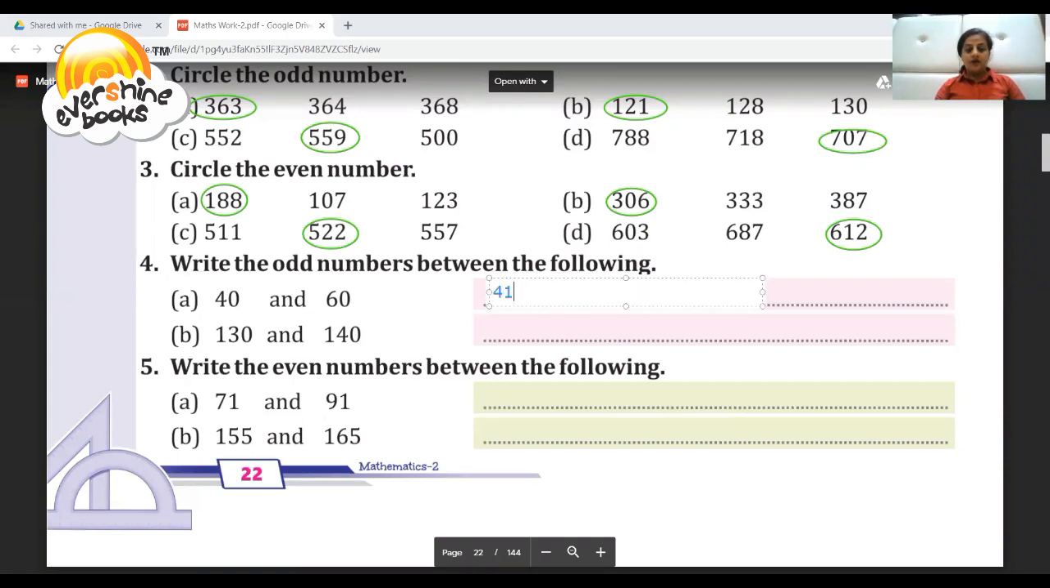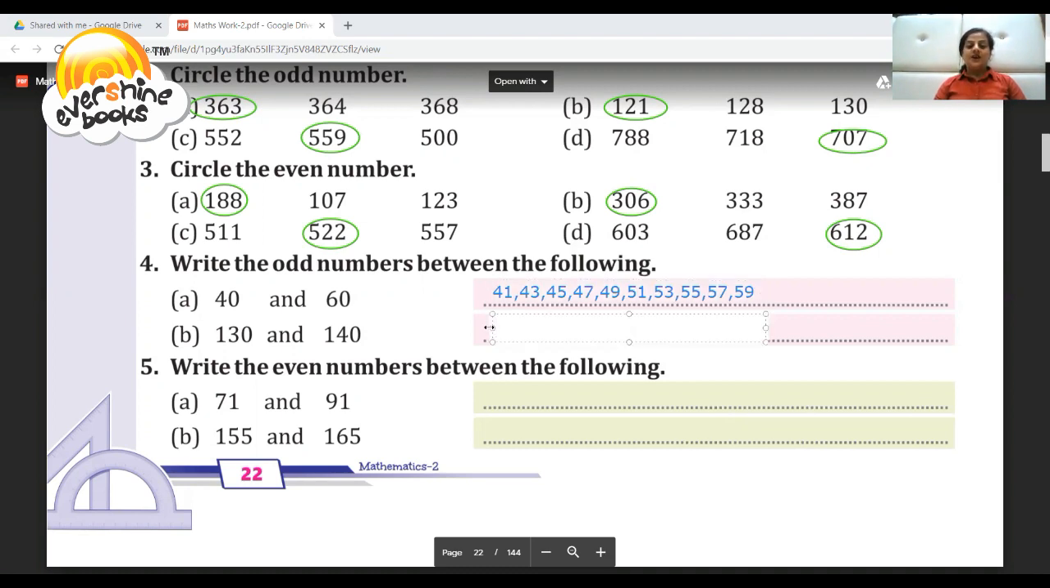41, 43, 45, 47, 49, again 1, 51, 53, 55, 57 and 59. That is our odd numbers in between 40 to 60.